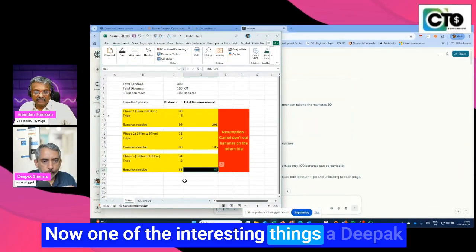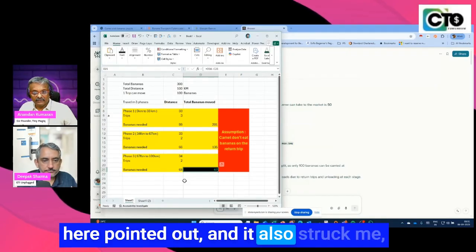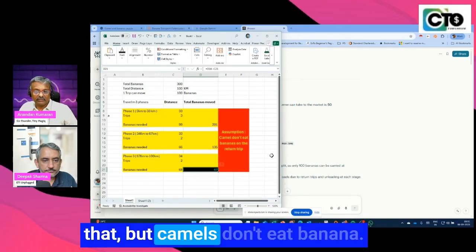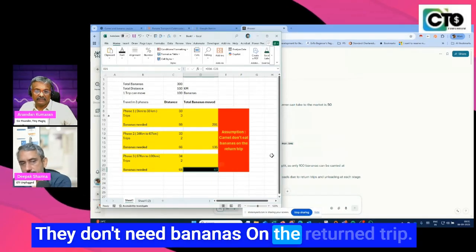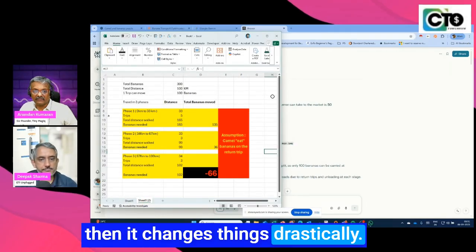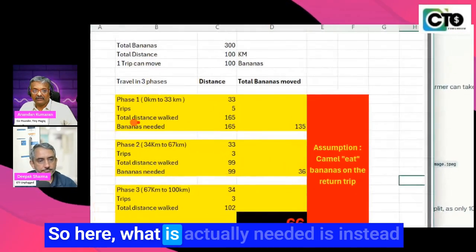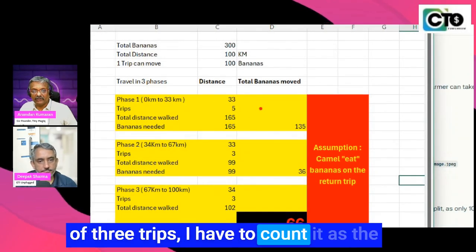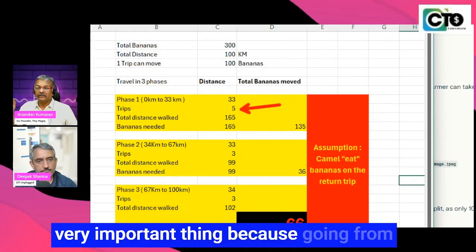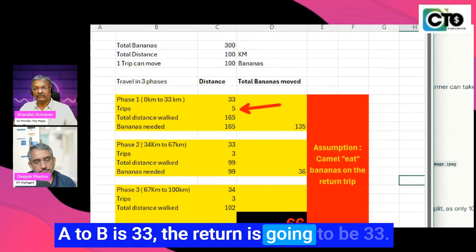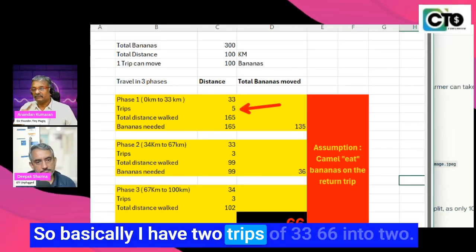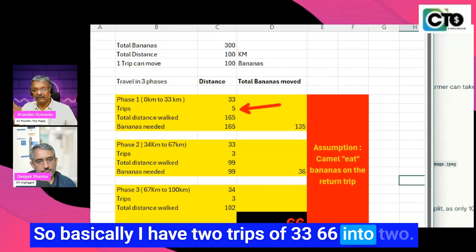Now, one of the interesting things Deepak here pointed out, and it also struck me, is that we're making an assumption that camels don't need bananas on the return trip. If I take that into account, then it changes things drastically. Instead of three trips, the trips are actually going to be five, which is very important, because going from A to B is 33, and the return is going to be 33.